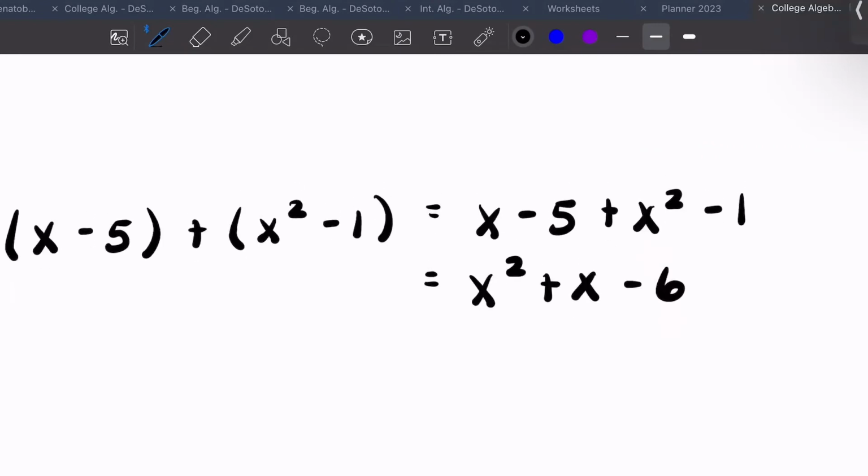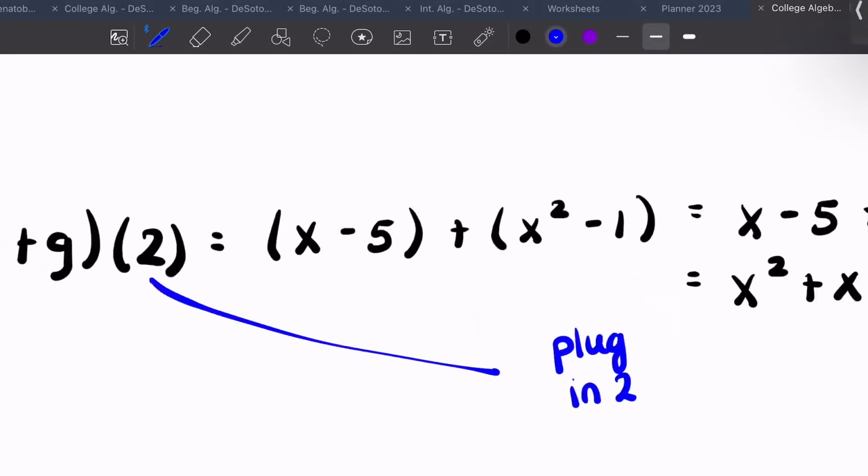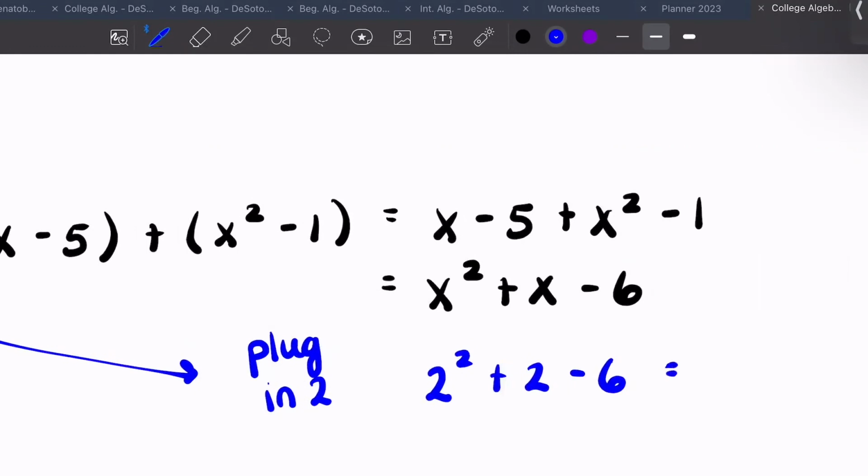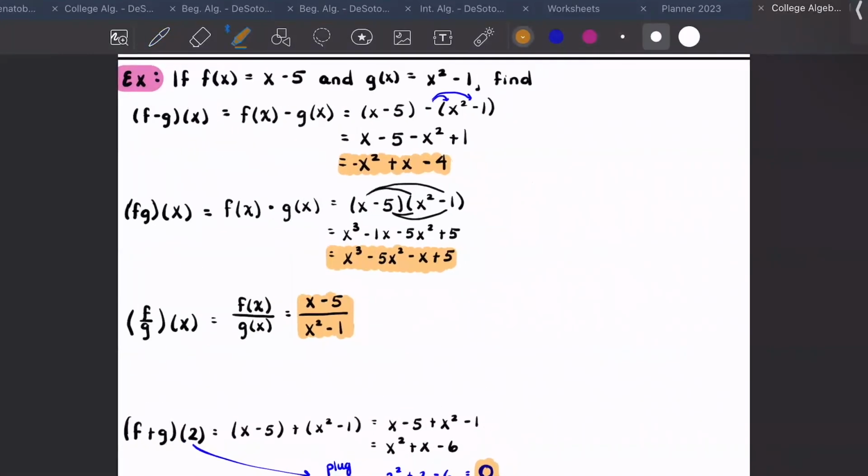Now we need to plug in 2 from over here. So we get 2 squared plus 2 minus 6. Well, that's 4 plus 2, which is 6. Minus 6 is 0. So we would get 0 as our answer. Okay, that was just applying those 4 rules.